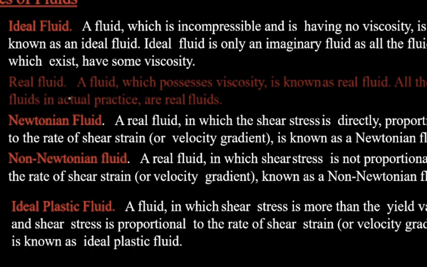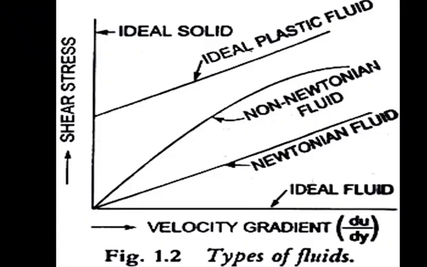So whenever we draw a graph between the shear stress, what is the shear stress? Tau, and du by dy. How these five fluids can be placed in that graph we'll show here. So see, shear stress tau is here and du by dy is the velocity gradient. So it is in the x direction and it is in y direction.